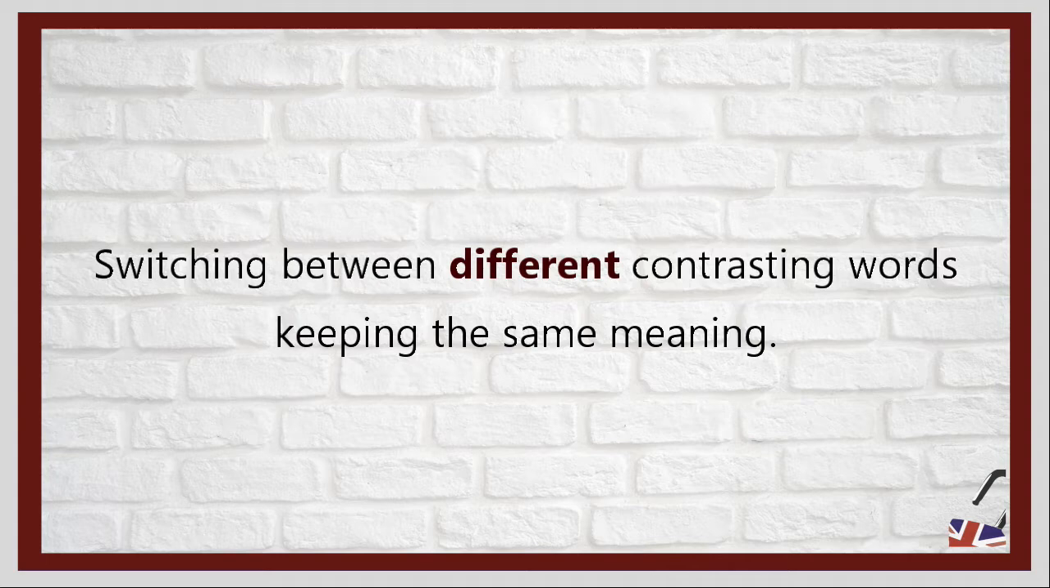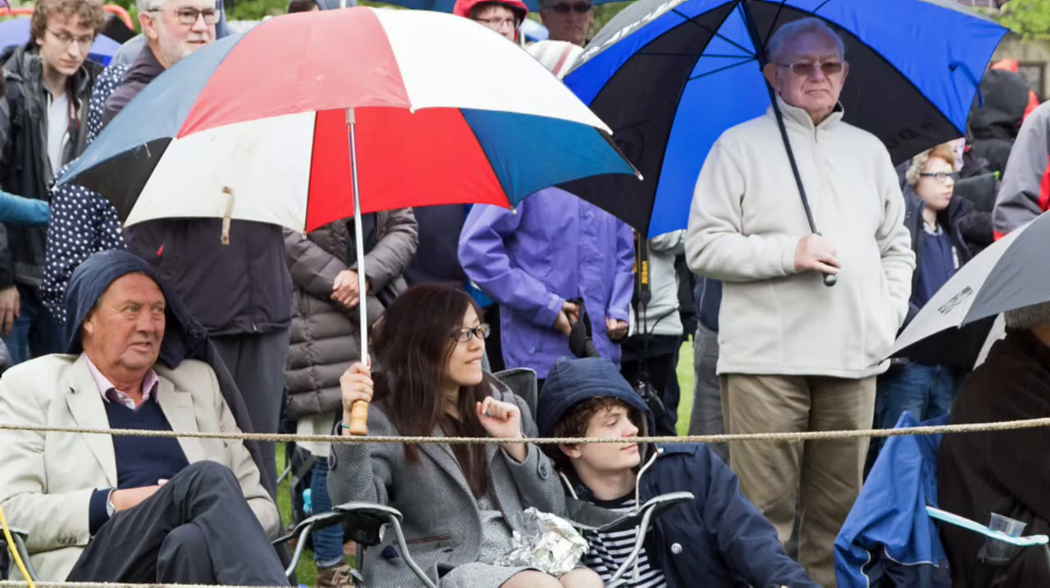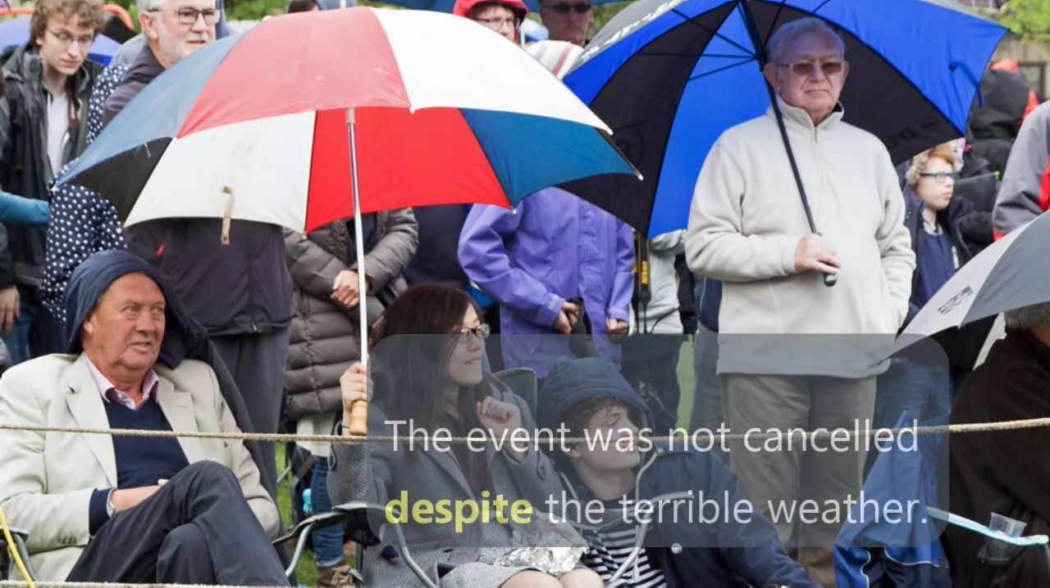Okay, so here's the first example with despite. Despite the terrible weather, the event was not cancelled. This sentence tells us that the weather was bad, but the event was not cancelled. We could also say the event was not cancelled despite the terrible weather. So despite is very popular in contrasting sentences and replaces the word but.